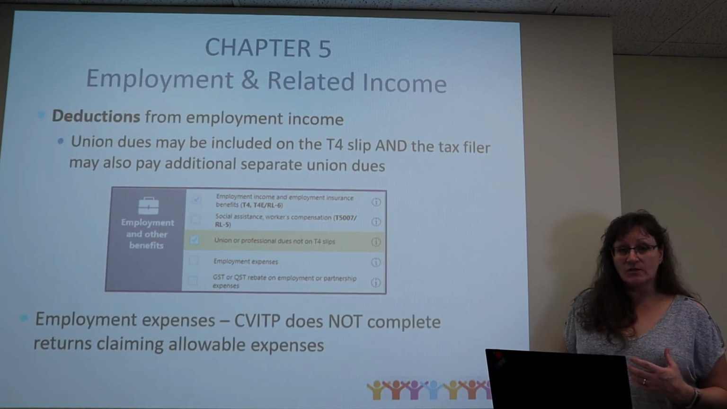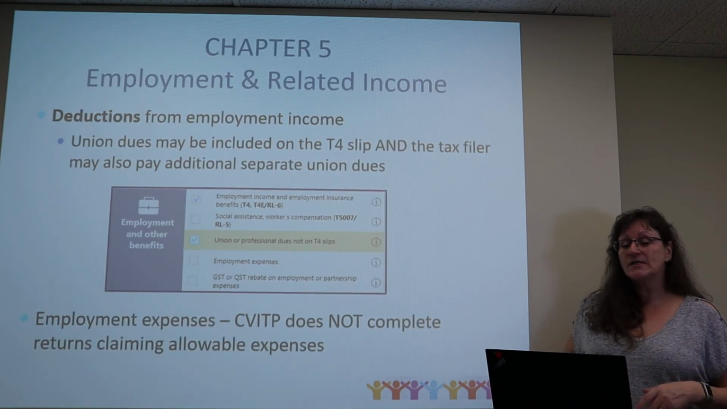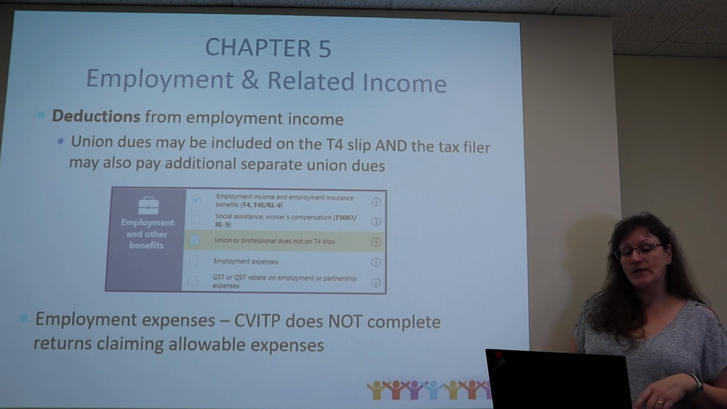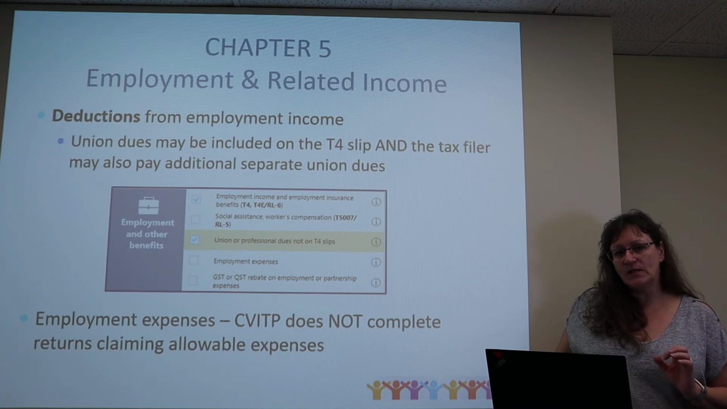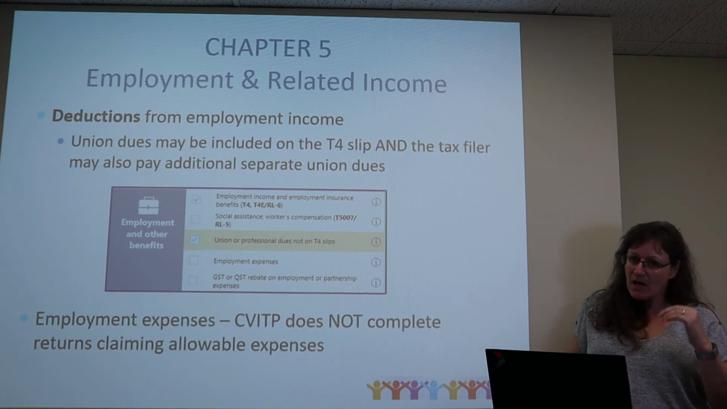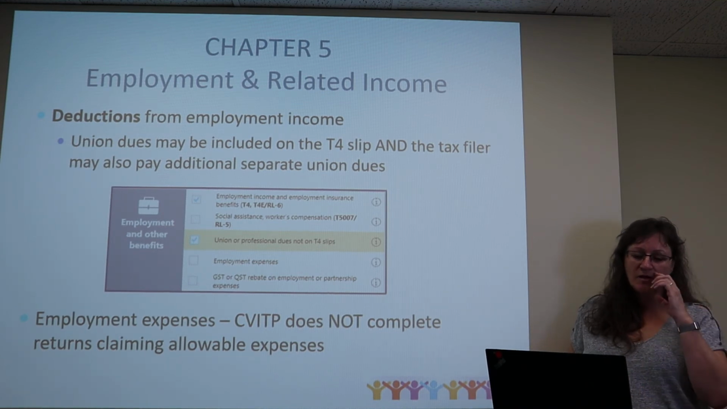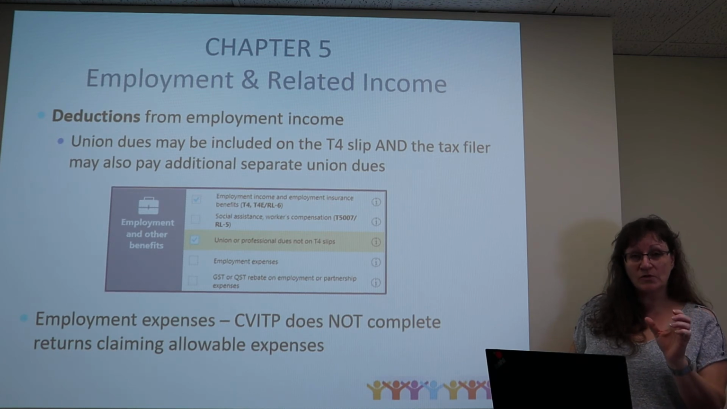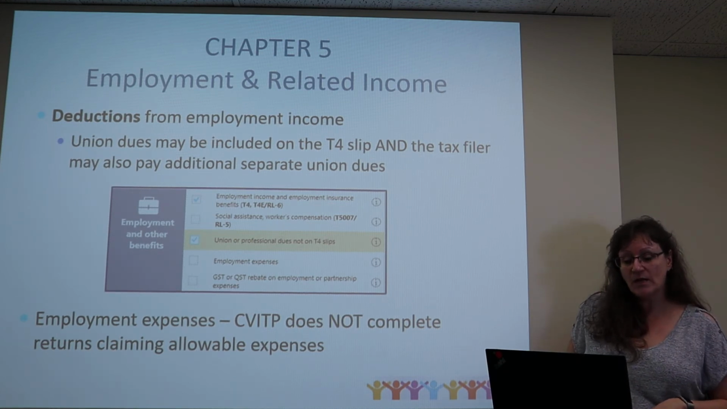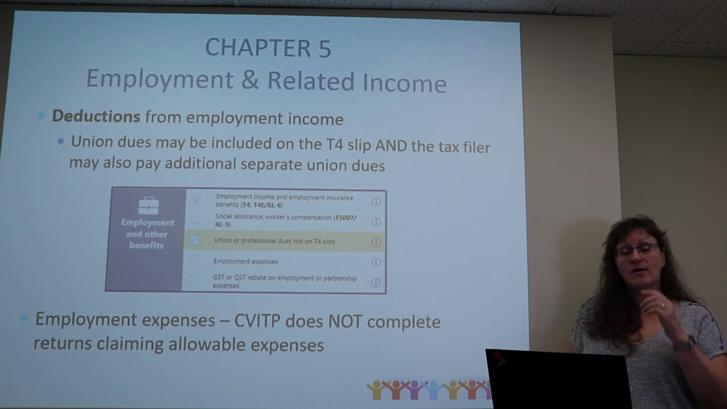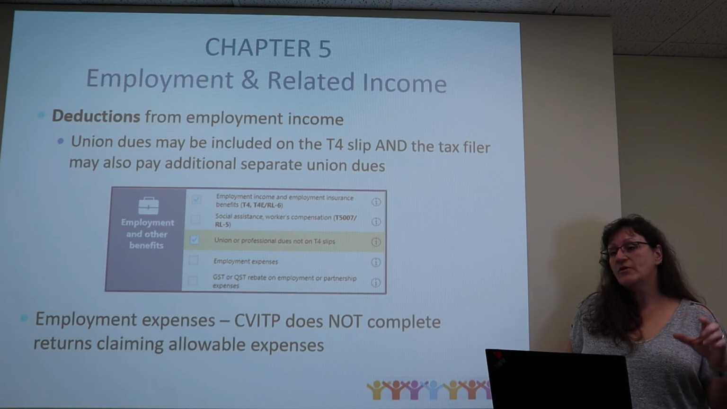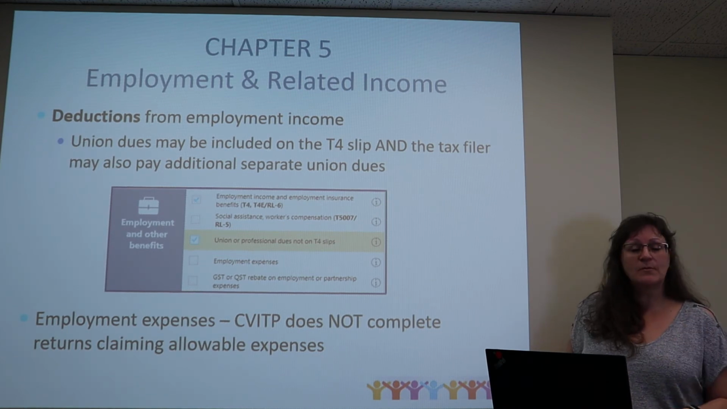The deductions that actually show up as a deduction on your tax return related to employment income are really mostly going to be union dues that we will see. And union dues may come straight off your paycheck and the amount is going to be shown on the T4 slip of the individual. But it's also possible that the person might have to pay union dues separately from what comes right off their paycheck. This is often common in situations, for example, with nurses.